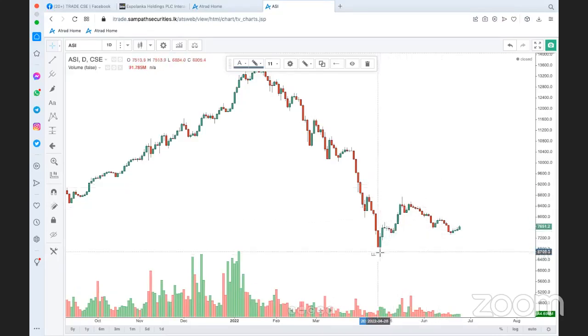Right? Based on the prices, we know in an uptrend we have the higher lows and the higher highs. So still it is intact. What is intact? The higher lows are intact.